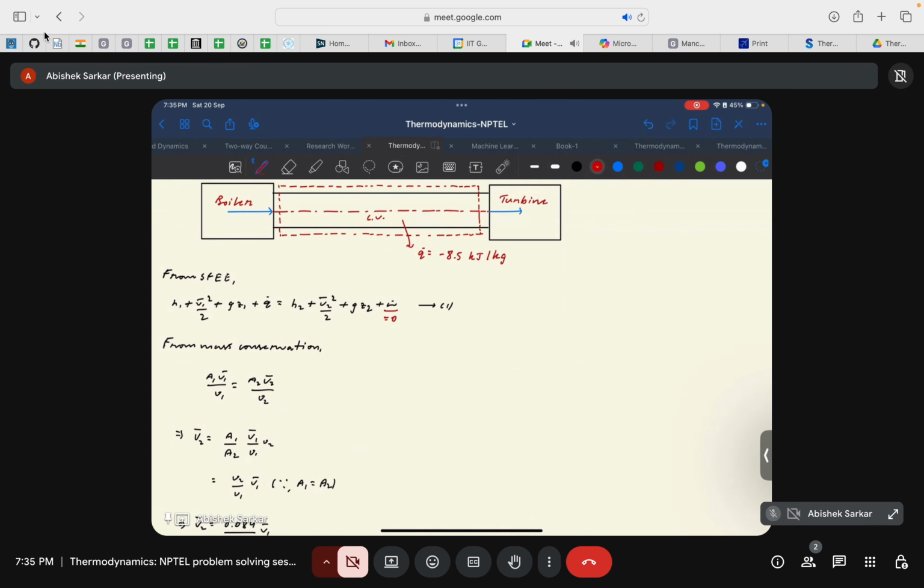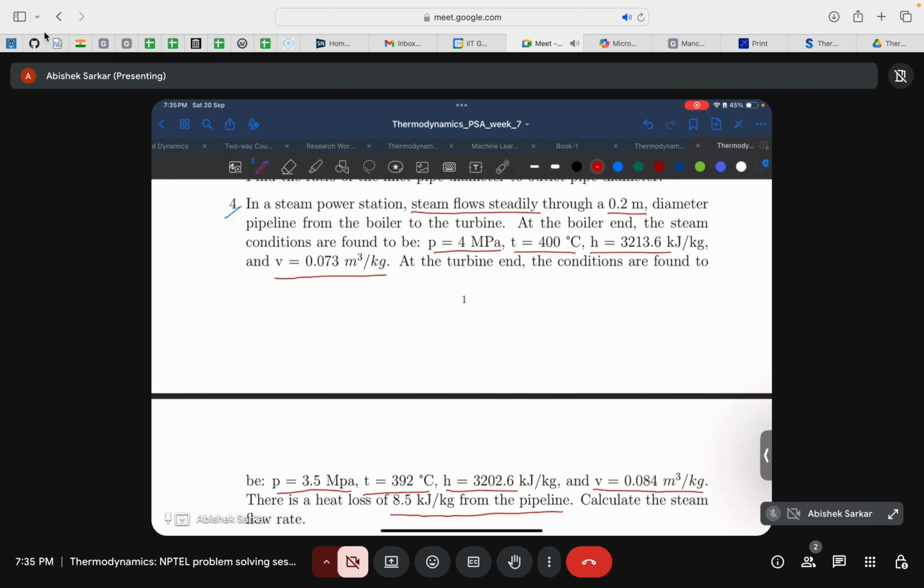So the tricky part in this question is to find the velocities, because they have not mentioned the velocity in the question. To find the mass flow rate, you need to have the velocity at the inlet or at the outlet. So velocity is a term of interest here, but since we don't have the velocity, we have the diameter, the area of the duct.